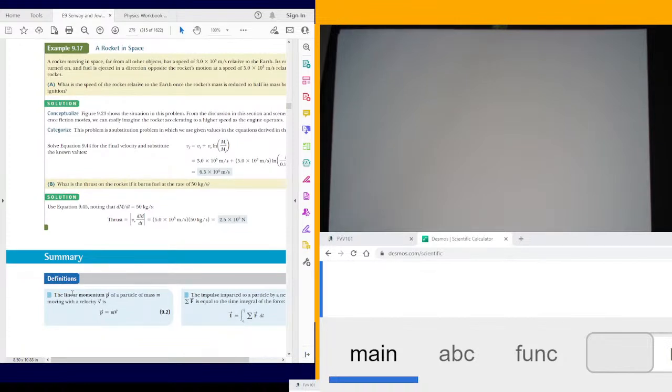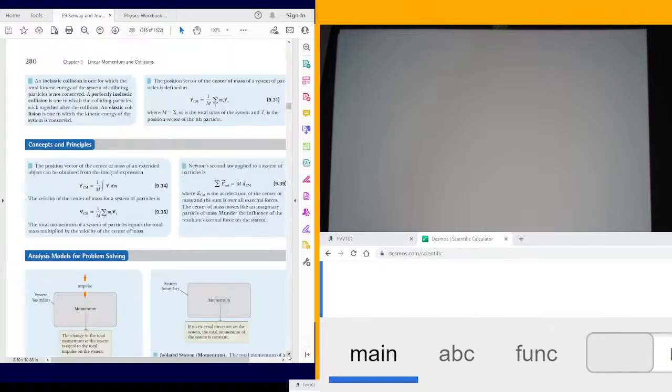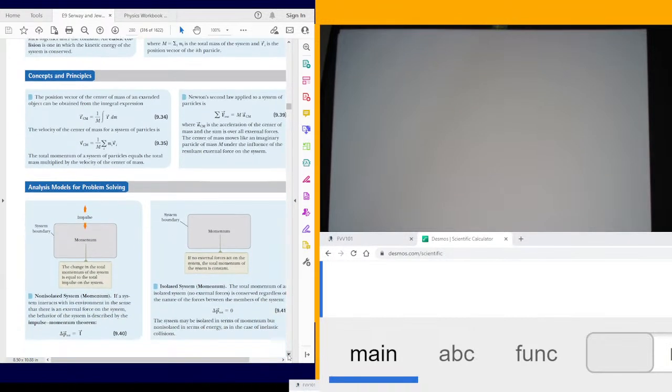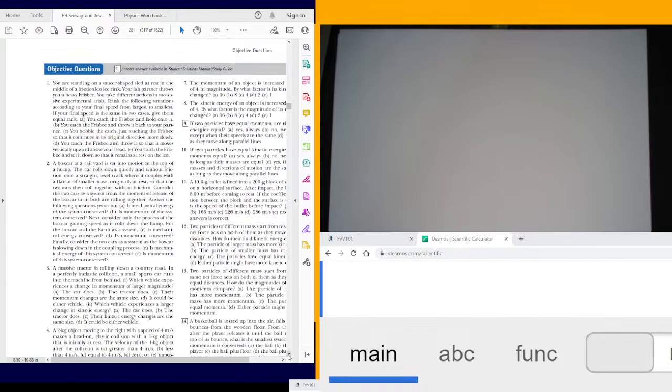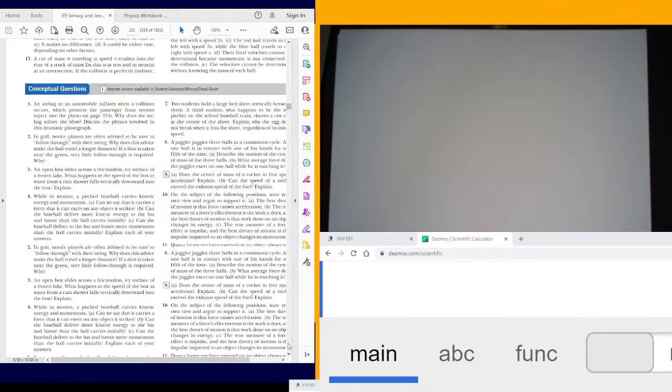It says there, linear momentum of a particle of mass m moving with velocity v is equal to the product of the velocity and the mass. Then the impulse imparted to a particle by the sum of the forces is equal to the time integral of that force. I know I'm going too fast, but I will be covering it in the workbook also. I just want to go to the problem.